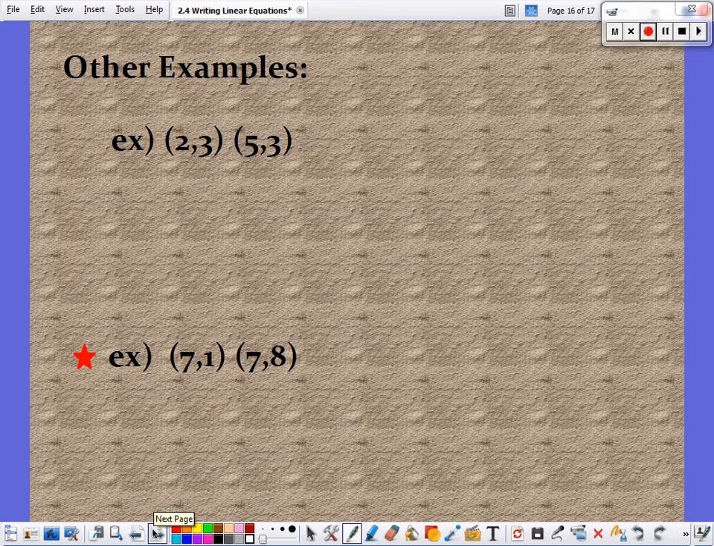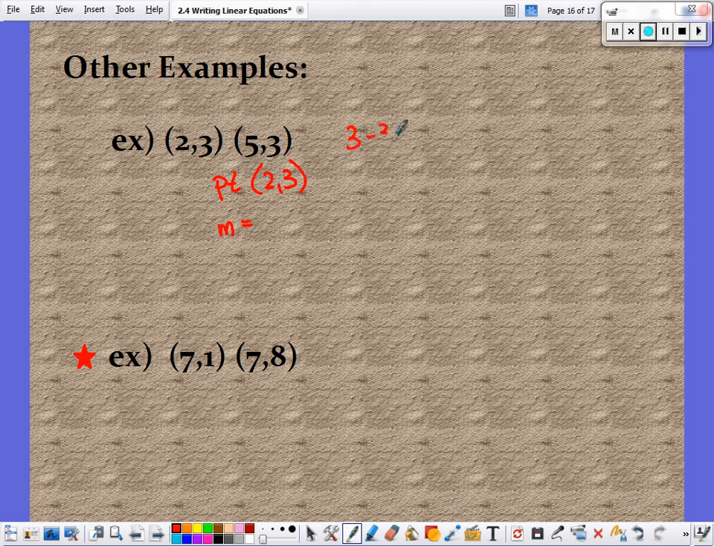Last two we'll take a look at here. We have two ordered pairs. They want us to write an equation given two ordered pairs. So we go, well, what do I need? I need to know a point. Let's use (2, 3). And I need to know a slope. Slope I don't know. They didn't tell me slope, but I do know two points. How do I find the slope given two points?